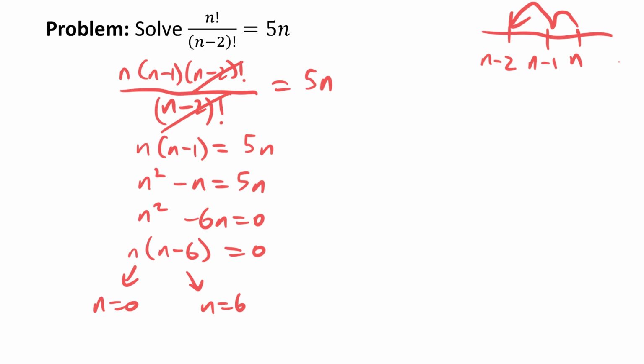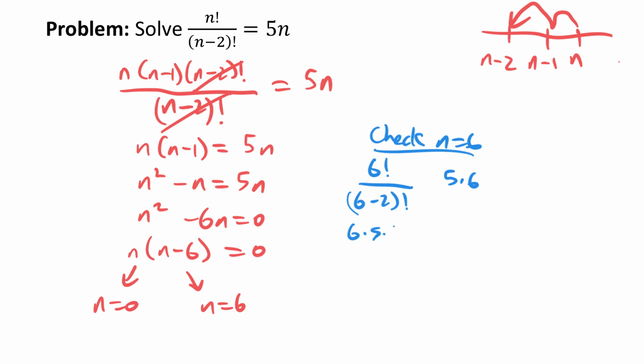So we can check that one. So let's check n equals 6. 6 factorial over 6 minus 2 factorial. And the other side should be 5 times 6. So here we're going to have 6 times 5 times 4 factorial over 4 factorial. So we get 30. And here we get 30. So yeah, that checks out.